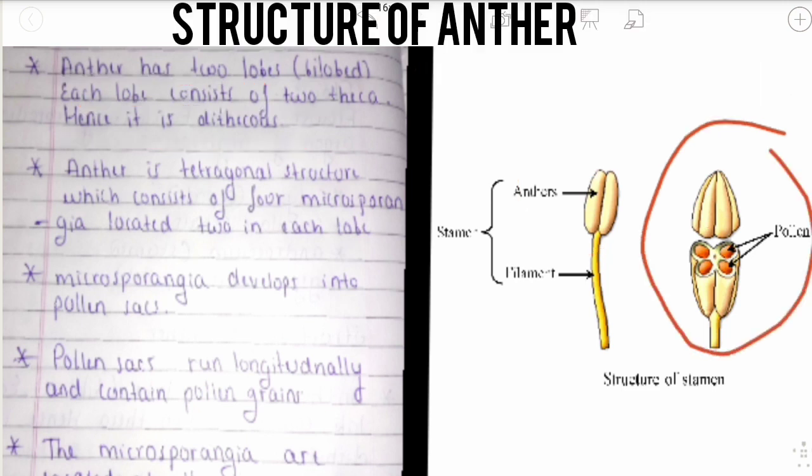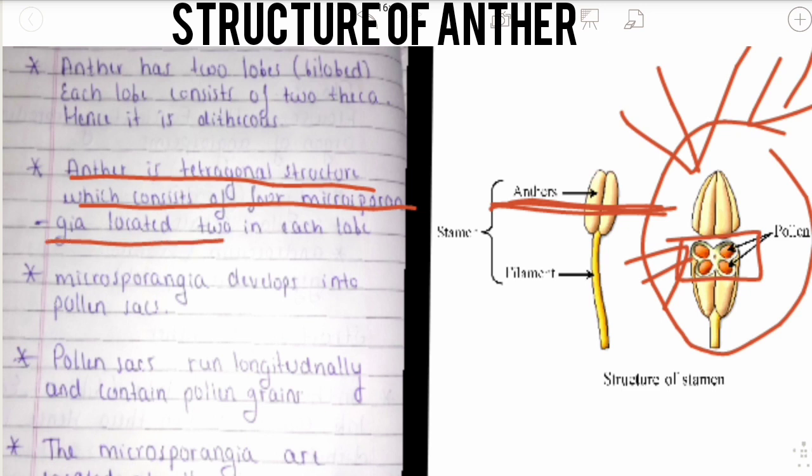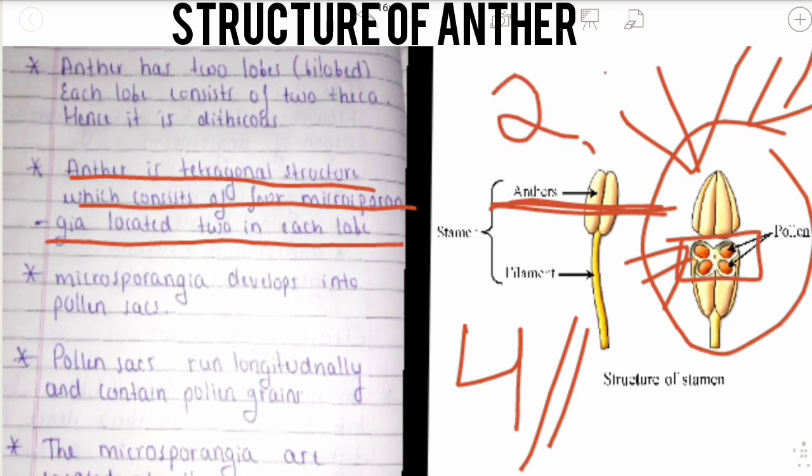This diagram is the expanded part. Here are four microsporangia, and this is the expanded diagram of anther. It looks like a container, but it is half of the anther. Anther is a tetragonal structure, which consists of four microsporangia located two in each lobe. There are two microsporangia in each lobe.